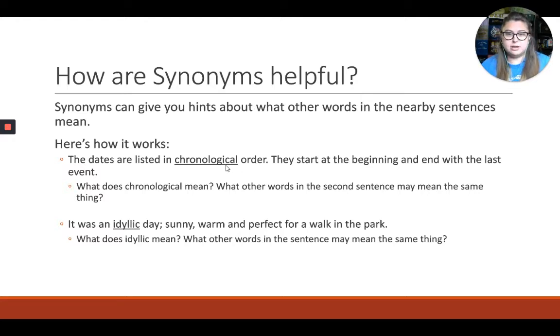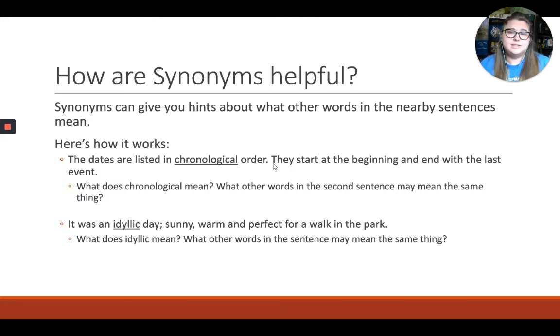So when I read this first sentence, something is listed in chronological order. I may not know what chronological means, but I know that order is all about how things are situated, right? I can put things in order from how much I like them to how little I like them. I can put things in order alphabetically. I can put things in order numerically. So there are a lot of orders that I can put in.